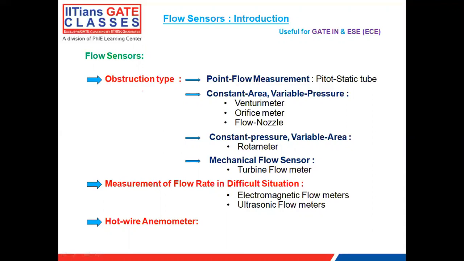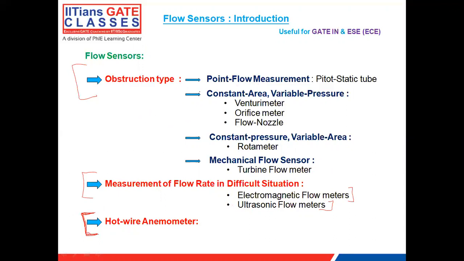In the flow sensors, basically we have categorized all the flow sensors in three categories: obstruction type flow meters. And when it is a difficult situation, we are using two sorts of flow sensors: electromagnetic and ultrasonic. These are two non-invasive mechanisms where there is no contact between the fluid and sensor. The third category is the hot wire anemometer. Here we place one wire and heat it with either constant voltage or constant current, and that change in temperature is calibrated in terms of fluid velocity, right?